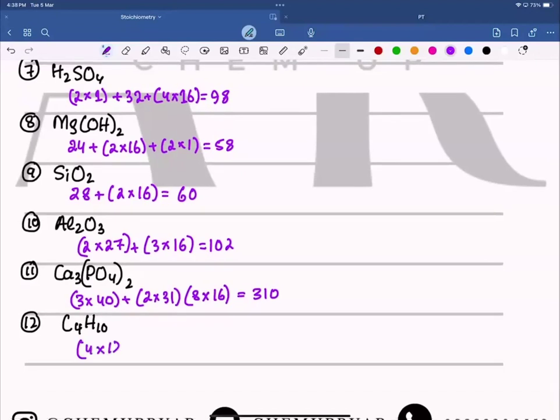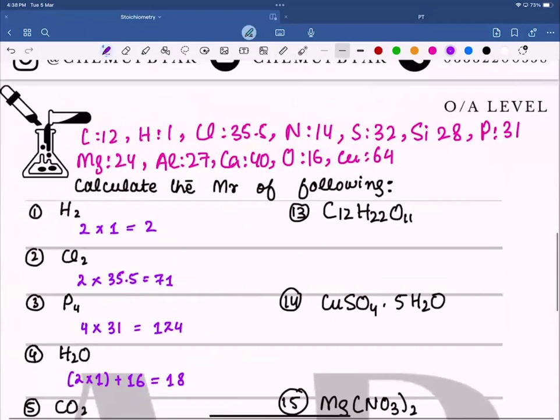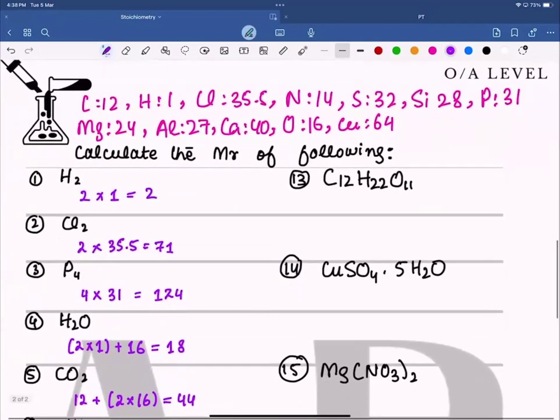4 times 12, 24. No, sorry, 48. And 10 times 1. So it's 58, right? Okay. Now calculate these three quickly. Someone show me the calculation. Now do these three quickly.